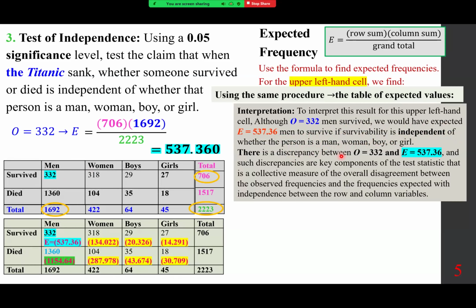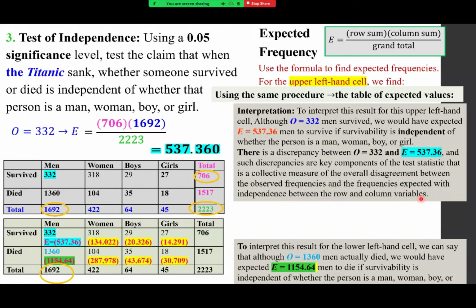There is a discrepancy between the observed value of 332 and the expected value of 537.36, and such discrepancies are key components of the test statistic, that is collective measure of the overall disagreement between the observed frequencies and the frequencies expected with independence between the row and column variables.